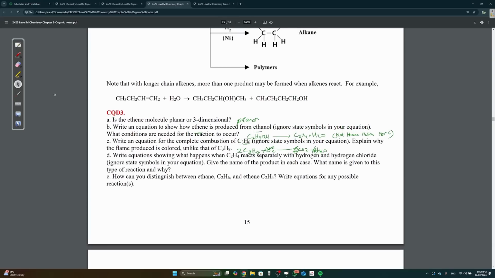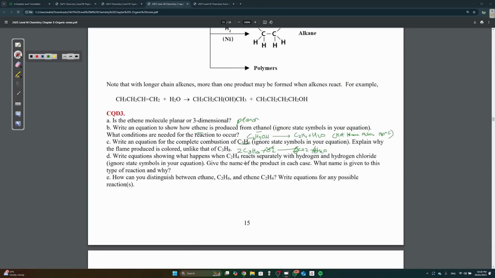Okay, let's see here. Write equations showing what happens when C2H4 reacts separately with hydrogen and hydrogen chloride. Give the name of the product in each case. What name is given to this type of reaction and why? Let's take a look. C2H4 is obviously an alkene, specifically ethene. What happens when an alkene reacts with hydrogen? It's called hydrogenation. And when it reacts with hydrogen chloride, what happens? I think it's chlorination, hydrogen chloride.